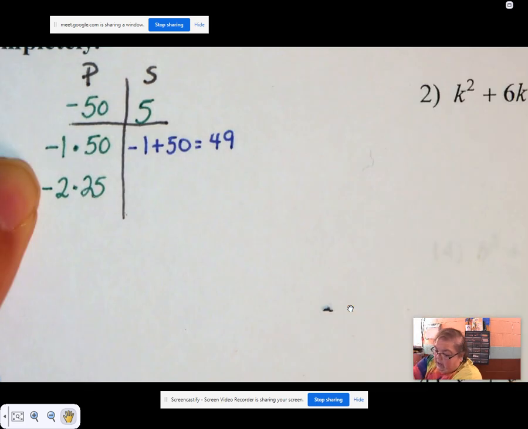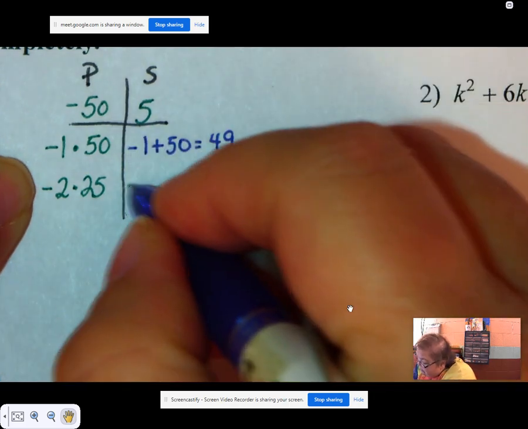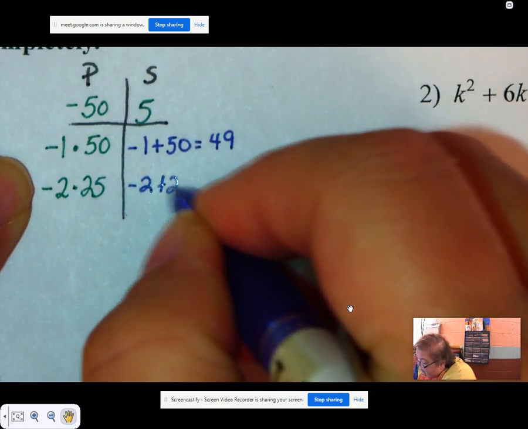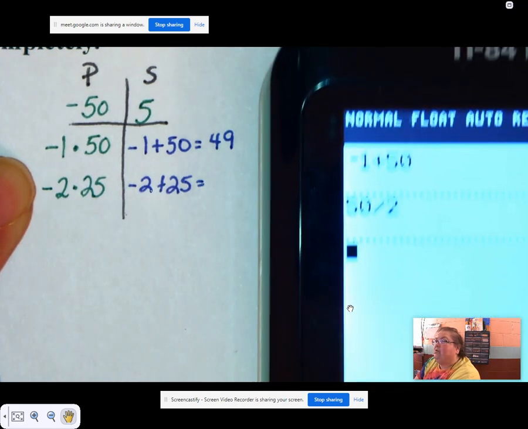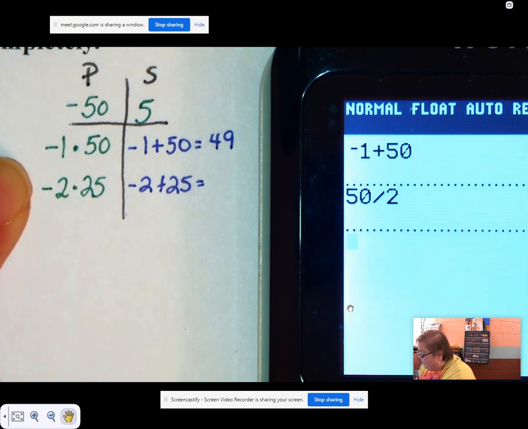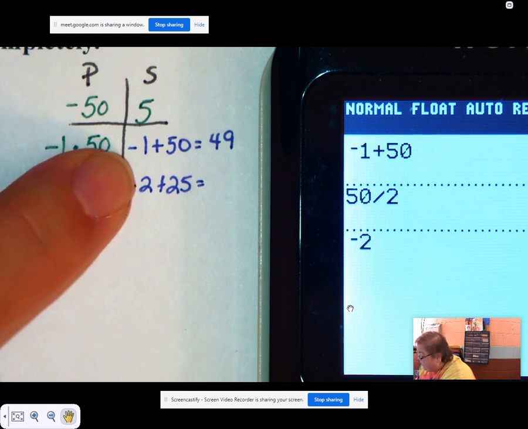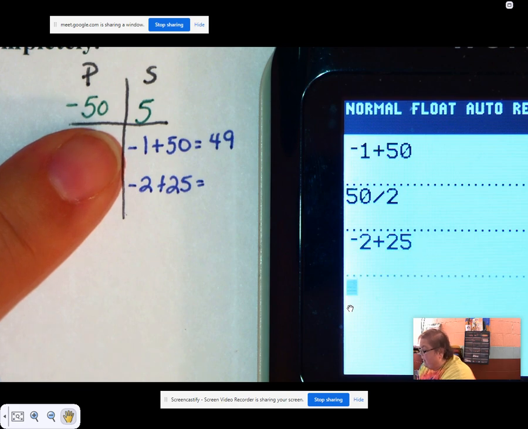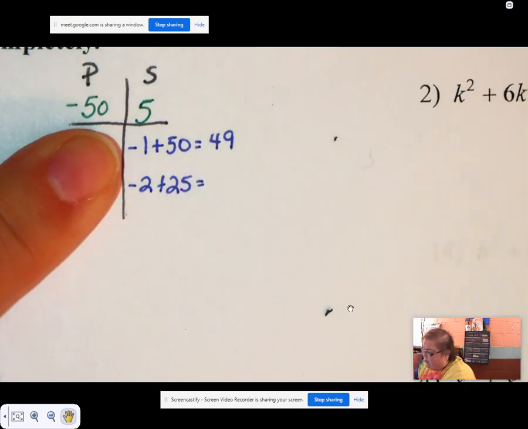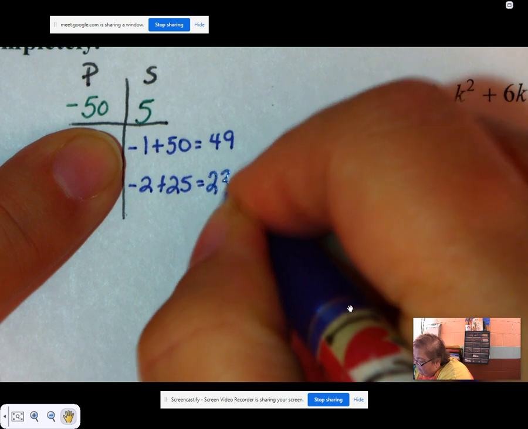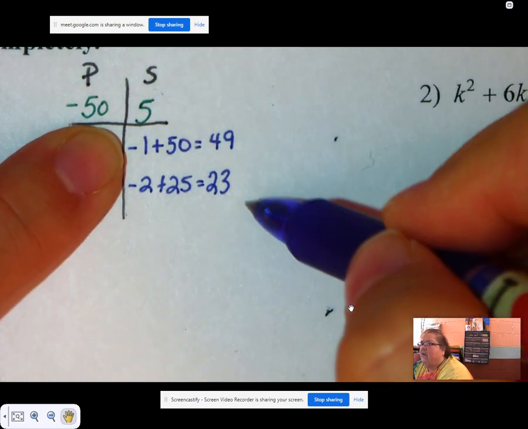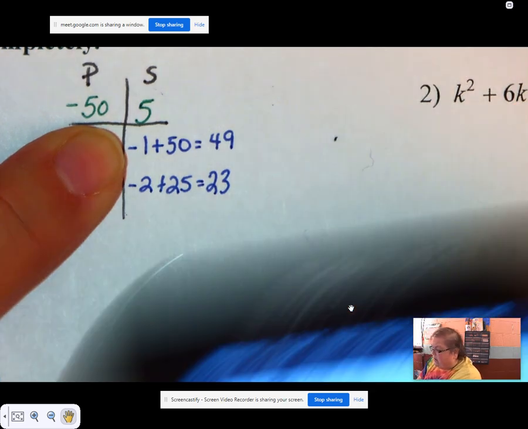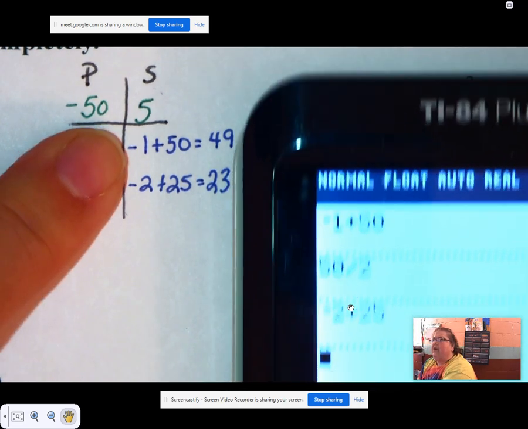Now, I've got negative 2 plus 25. Okay, and if I don't know what that is, I'm just going to type that in here. So everybody's going to do that for me now. Negative 2 plus 25 because I'm in my sum column, so I've got to be adding here. And what do I get? 23. I agree. Now, I'm trying to get what number? 5. Am I there yet? No. Okay. So, I got to keep going.